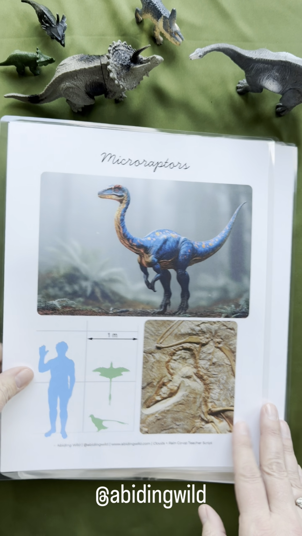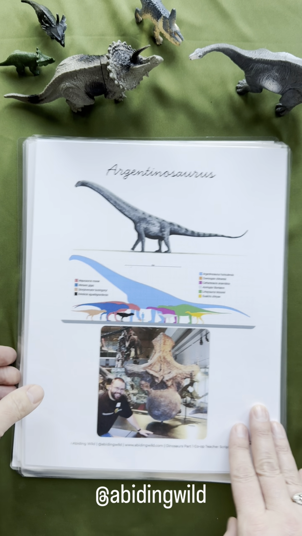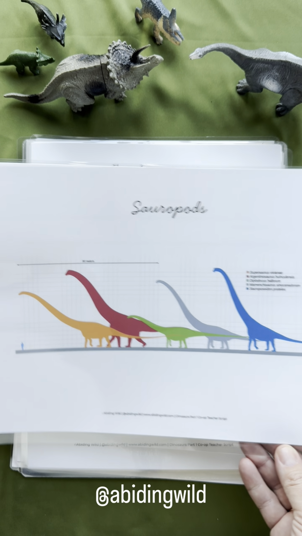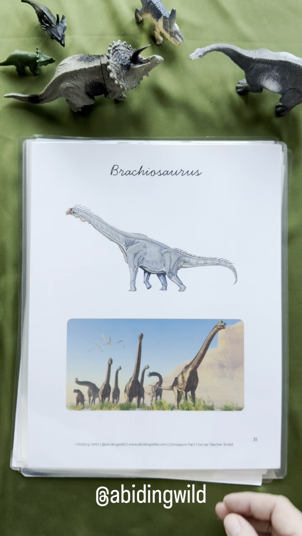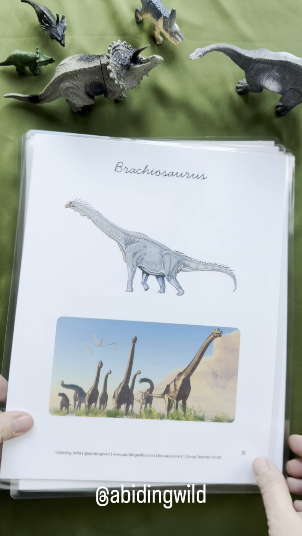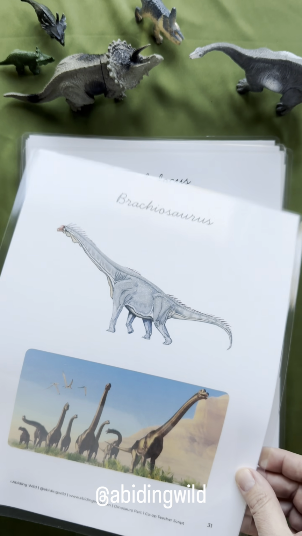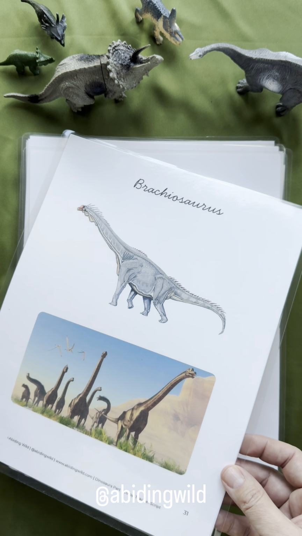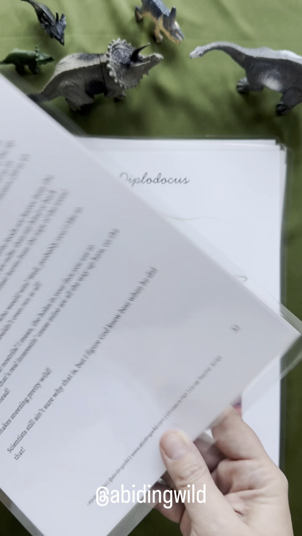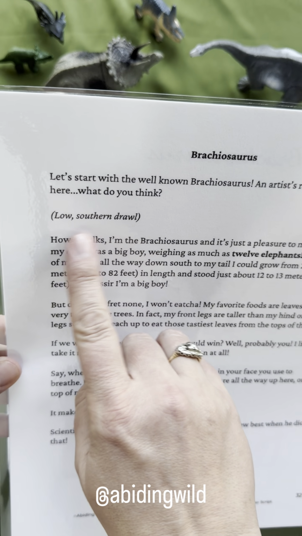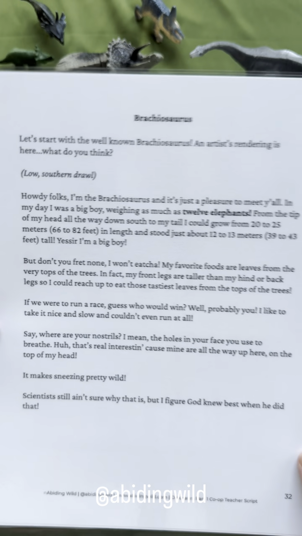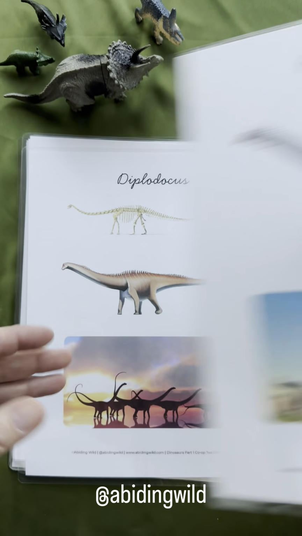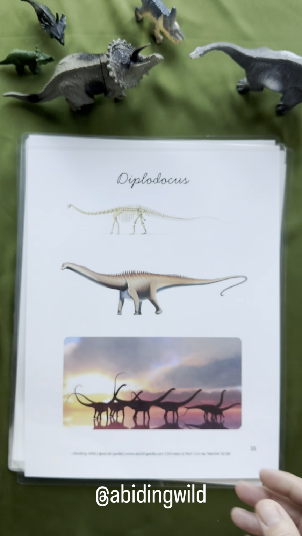Then we talk about the smallest and the biggest dinosaurs, and then we move into some more specifics. So we talk about the sauropod group and start with Brachiosaurus, who's very well known. And this lesson is a little bit different in that we have two different versions of the script. One has instructions for how to have personalities with your dinosaurs. So it's scripted in the way that Brock, the Brachiosaurus, would talk.